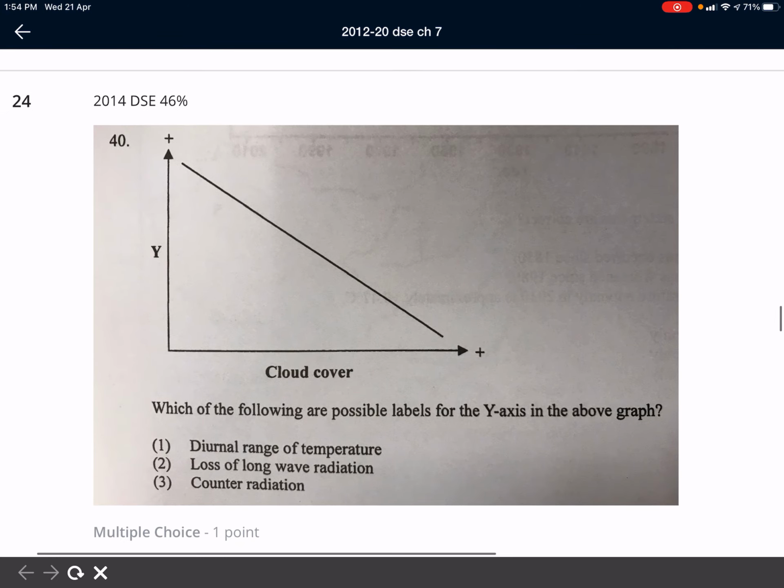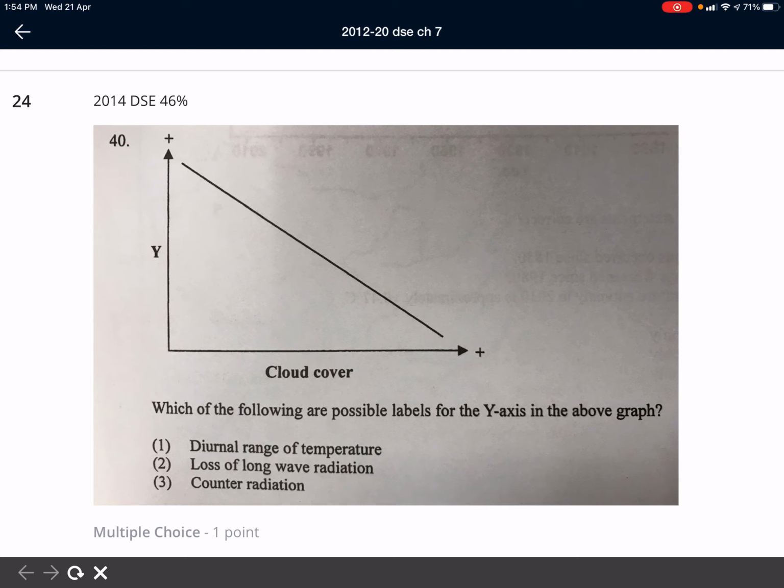Number 24. Which of the following are the possible labels for the y-axis in the above graph? First of all, range of temperature. If cloud cover is more, the range of temperature should be lower. True, because it's just like a blanket. If you cover yourself with a blanket, then less heat is lost, and the range of temperature will be reduced. So accordingly, number 1 is correct.